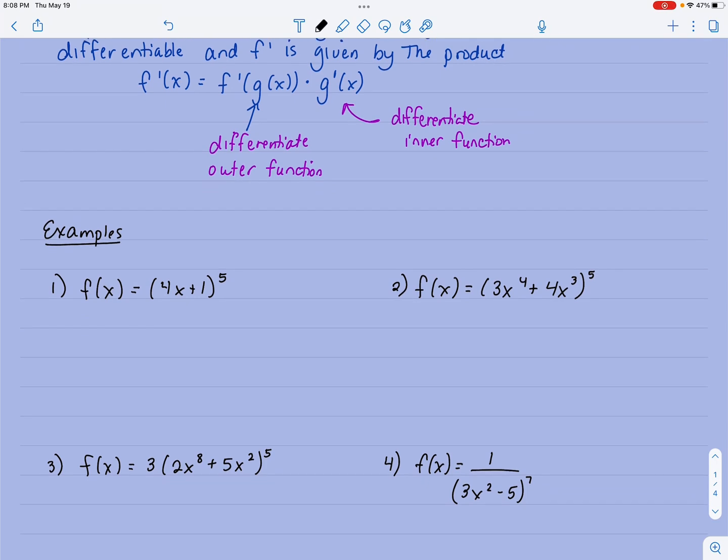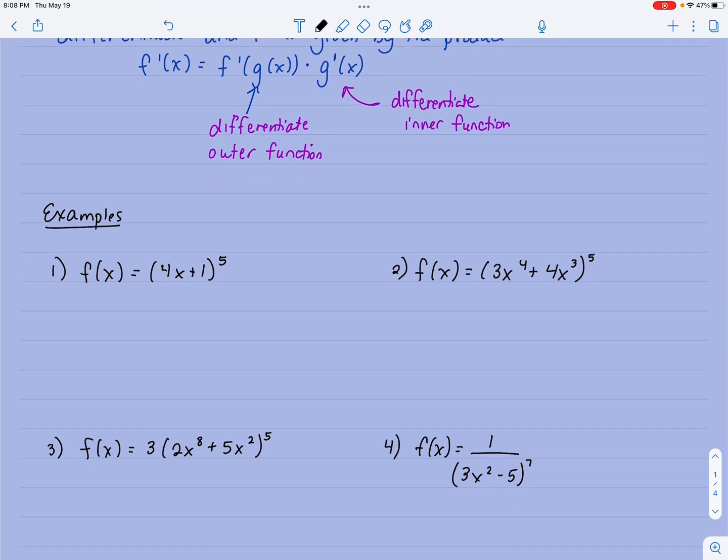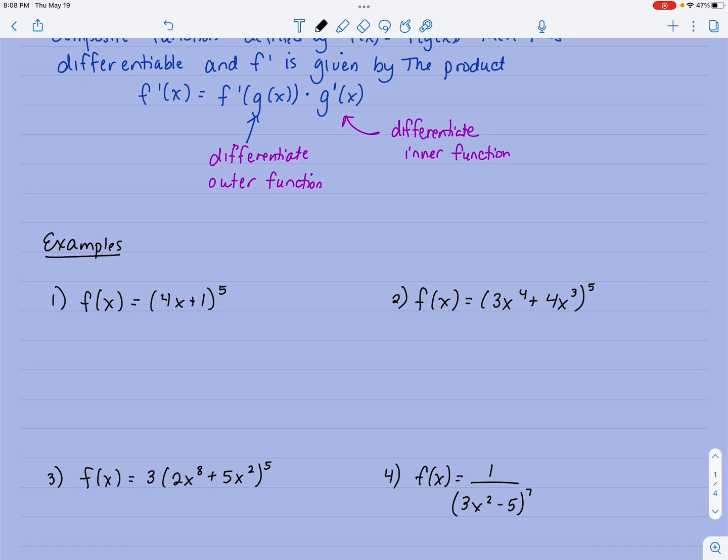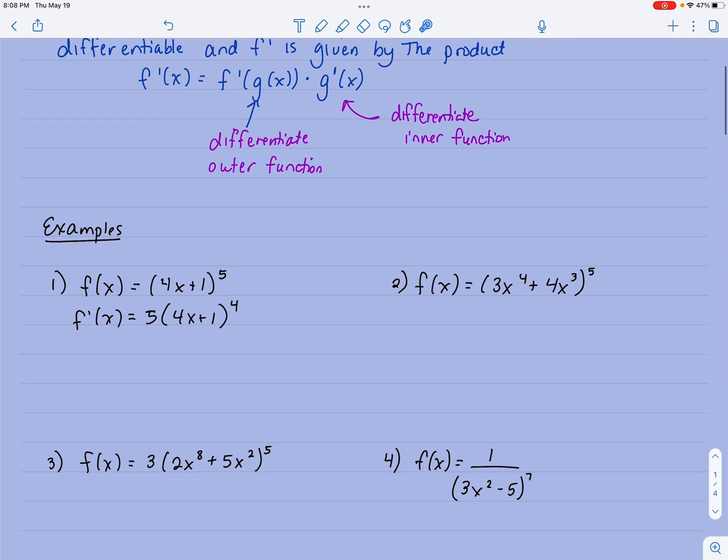So example number 1, f of x equals (4x plus 1) to the 5th power. So what I mean when I say the outer function is you're going to use the regular power rule, which is bringing the 5 out in front of 4x plus 1, and then that gets raised to the 4th. That's the regular rule we've been doing, where the exponent comes out in front and then gets decreased by 1. But you have to then multiply that by the derivative of what's inside. So now I'm doing the derivative of 4x plus 1, which is just 4.